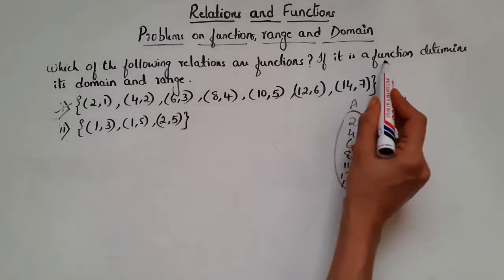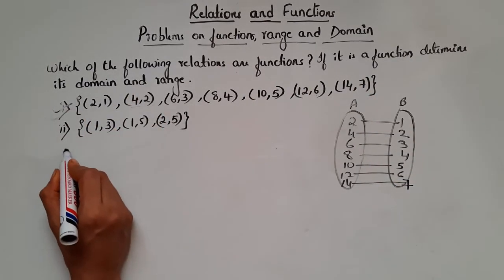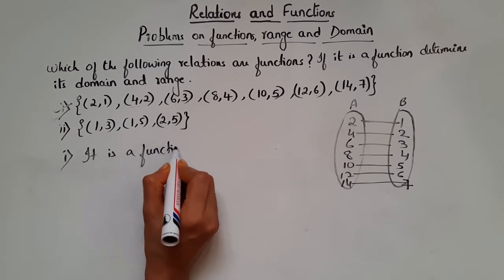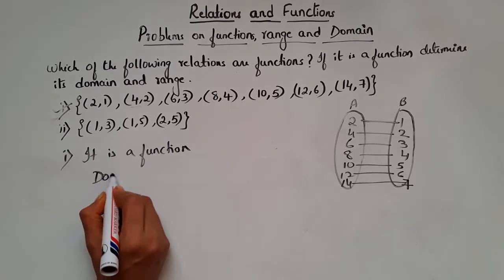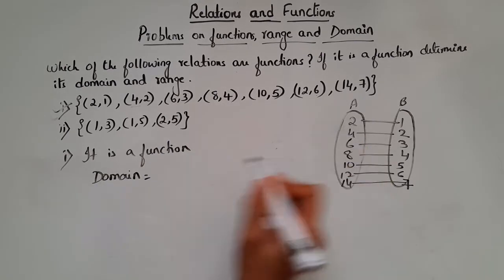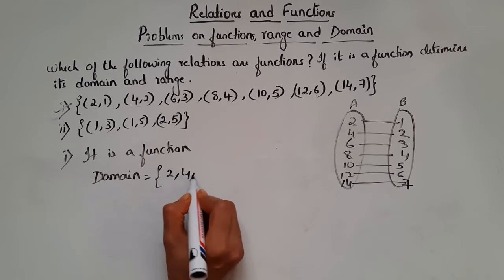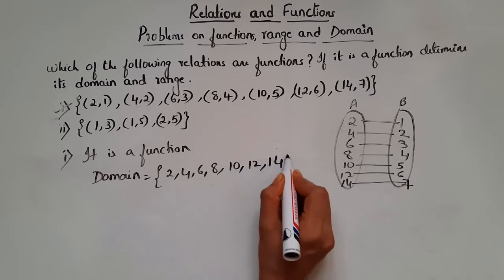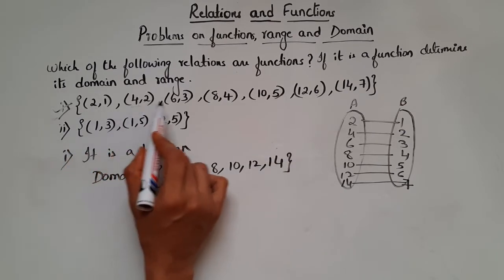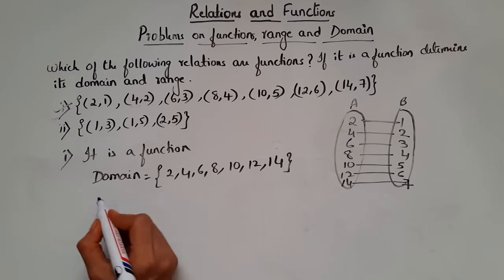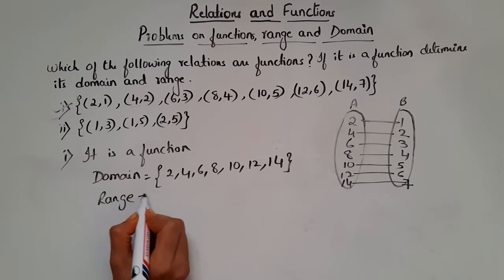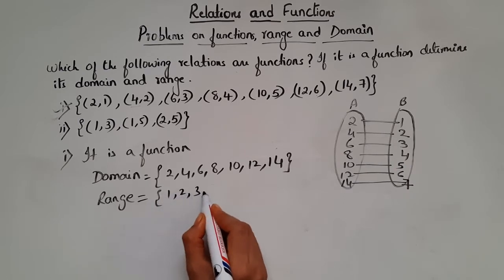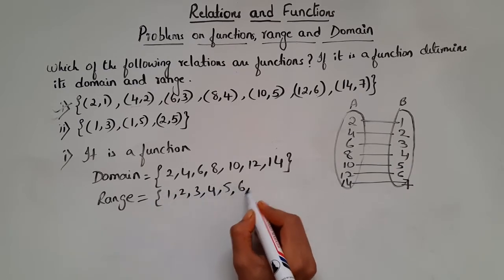Now we have to find, if it is a function, determine its domain and range. So first it is a function. Here what is domain? Domain is nothing but the set A. So we have 2, 4, 6, 8, 10, 12 and 14, which is nothing but the first elements of the ordered pairs. What is range? Range is set B. So we have 1, 2, 3, 4, 5, 6 and 7.